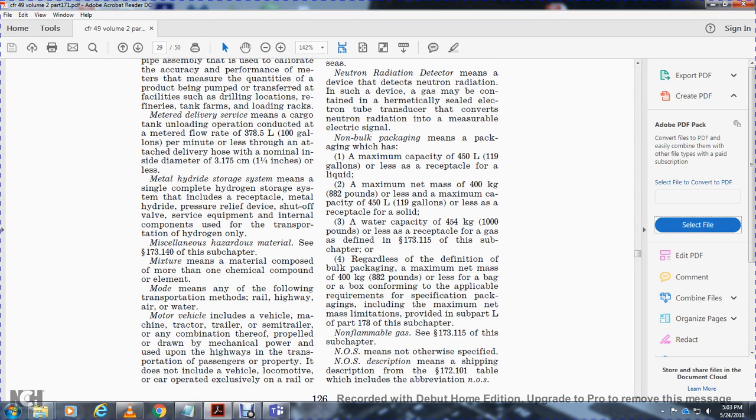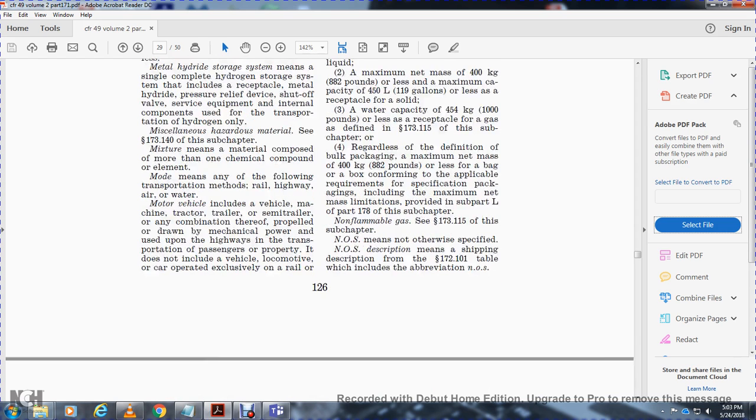NOS means not otherwise specified. NOS description means a shipping description as described in 172.102 but does not include the abbreviation NOS.